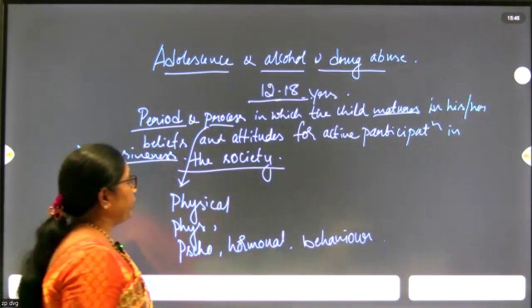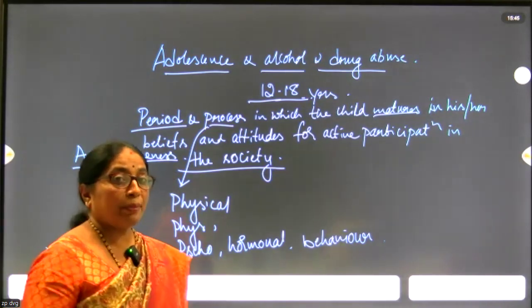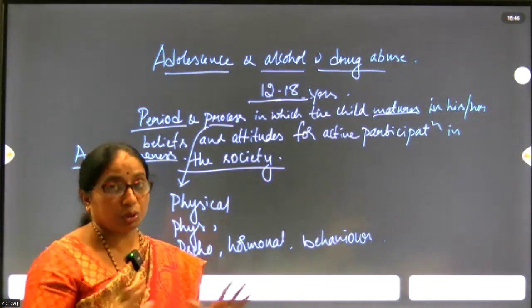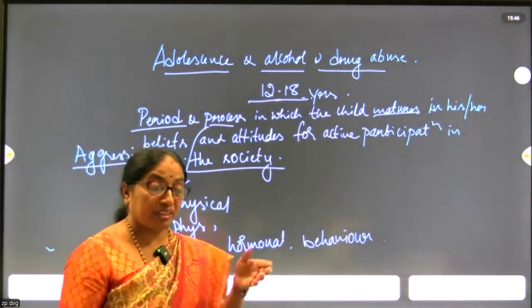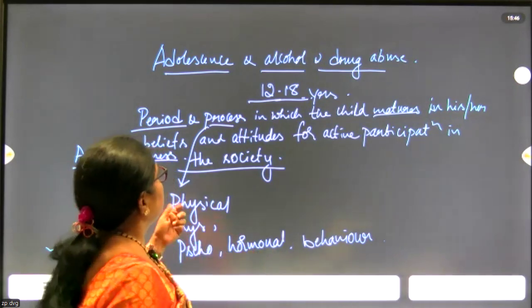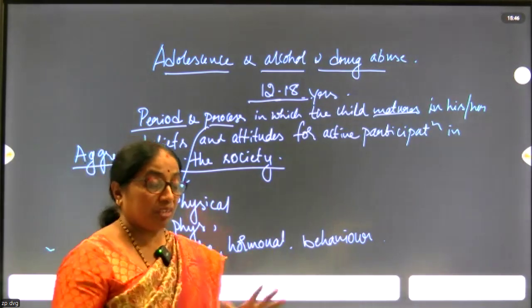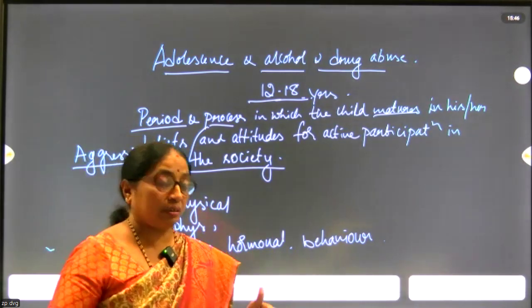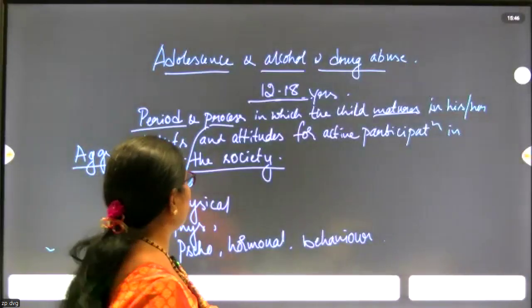So this you call adolescence. In this adolescence, all parents and teachers are very cautious, watching whether these adolescents are on the right path or the wrong path. This is a very crucial period of life, which decides the further life of a person.